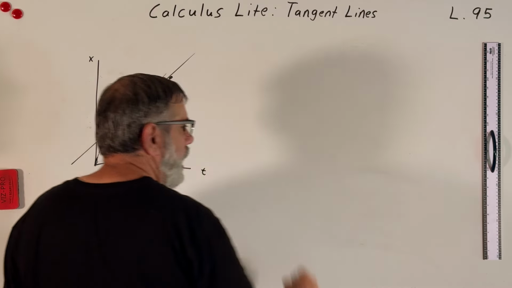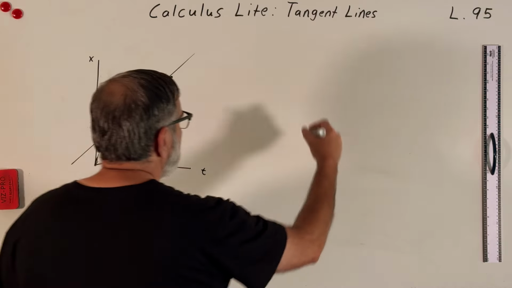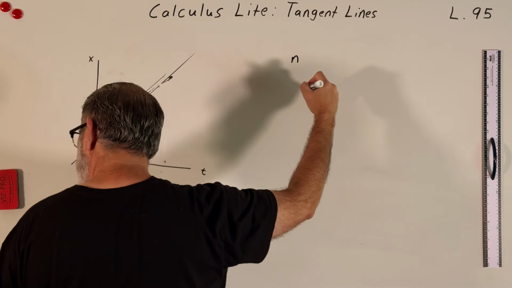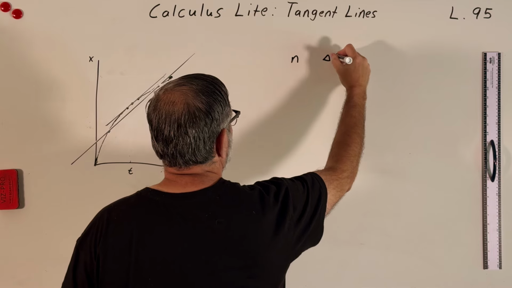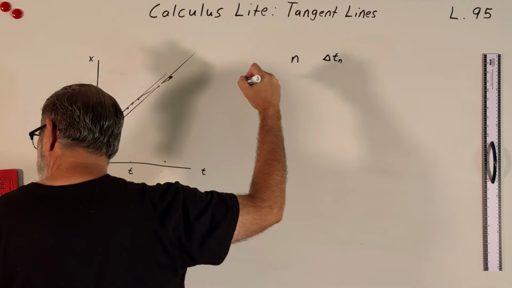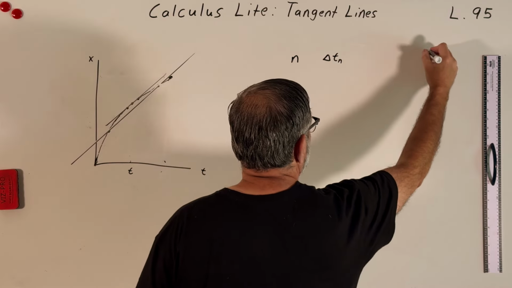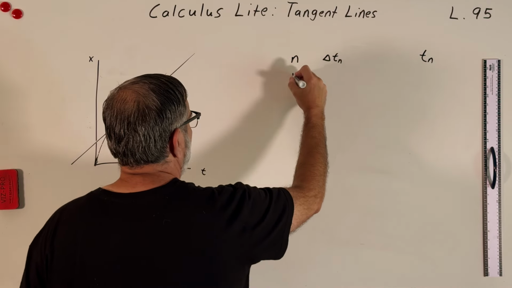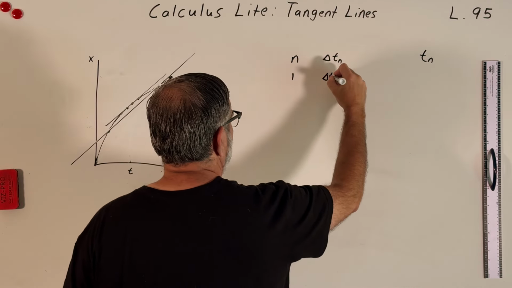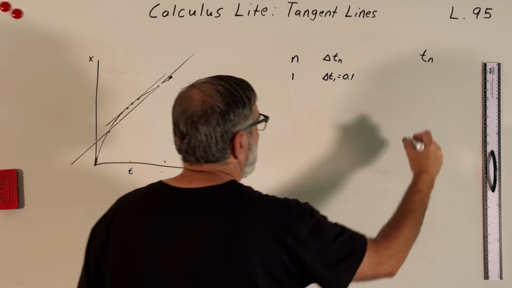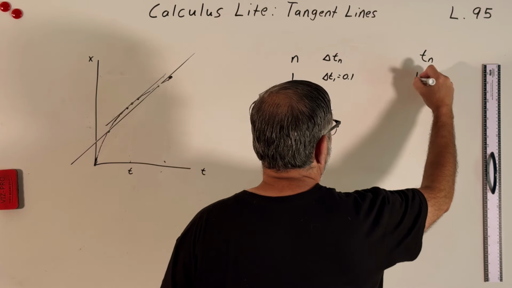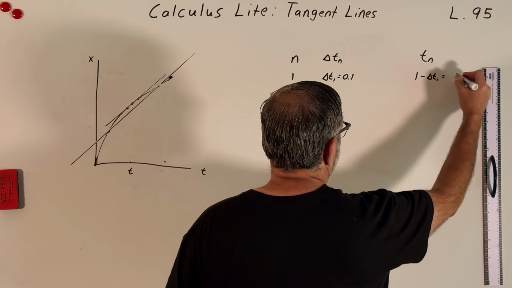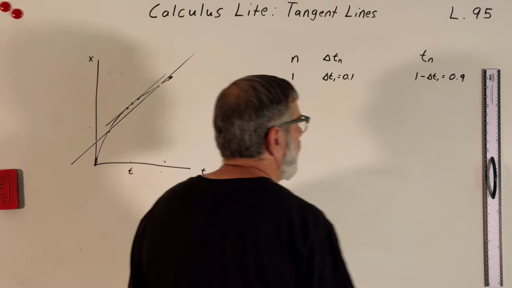I want to take the number 1 and I want to subtract a little bit from it, okay? So I'm going to try to make a little table. We'll call this delta t sub n values, and then we'll call this our t sub n numbers, okay? So for n equals 1, I'm going to say my delta t1 is equal to 0.1. And t sub n is going to be equal to 1 minus this delta t1, which is just 1 minus 0.1, so that makes that 0.9, okay?